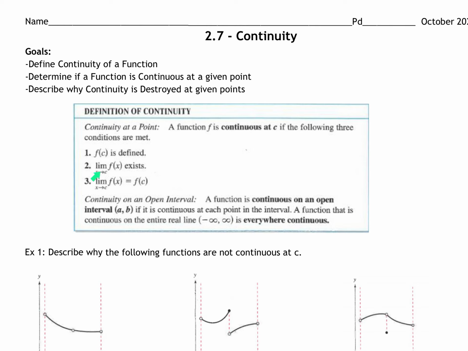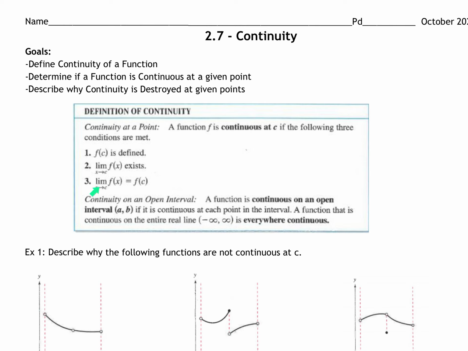And then if we look at the limit as x approaches c, now notice this is not the one-sided limit. This is the limit as x approaches c overall. So your left and right side limits need to be the same in order for this to be true. So the limit as x approaches c for that function would have to just exist. It has to have a value that you can make an educated guess about.